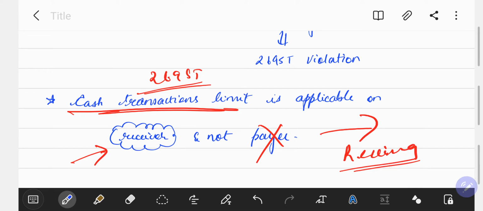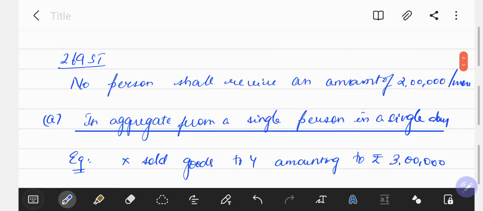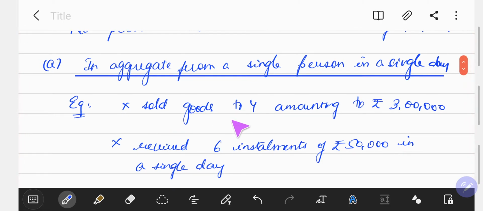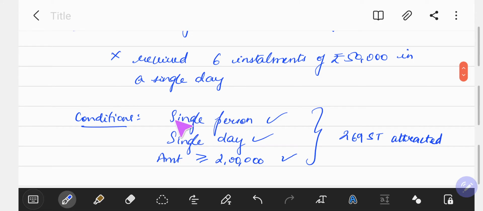So let us do a quick recap of the section once. We were talking about section 269ST, that no person shall receive an amount of 2 lakh rupees or more in aggregate from a single person in a single day. Like if X is selling goods to Y amounting to 3 lakhs, Y is a single person here. So the conditions here are: Y is a single person, single day, and the amount is greater than or equal to 2 lakhs. Then 269ST is attracted. So single person, single day is the first condition.